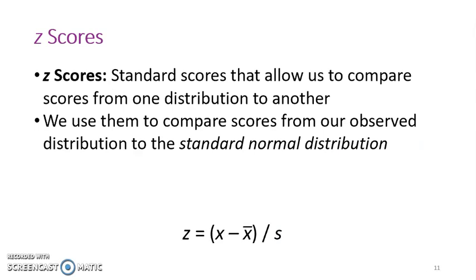Remember that real distributions of data have different means and standard deviations than the normal distribution. Z-scores are standard scores that allow us to make comparisons between the scores in our distribution of data to the normal distribution. A z-score is calculated for every score in the dataset and is the difference between that score and the mean of scores divided by the standard deviation.